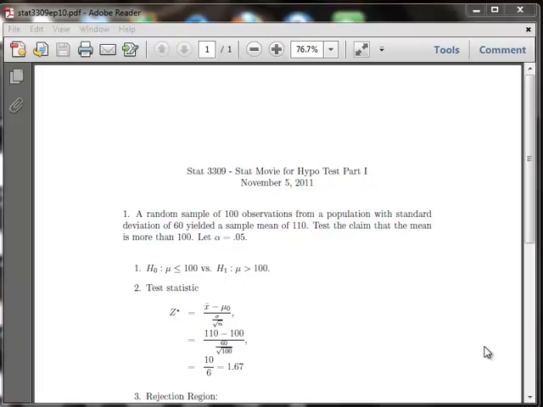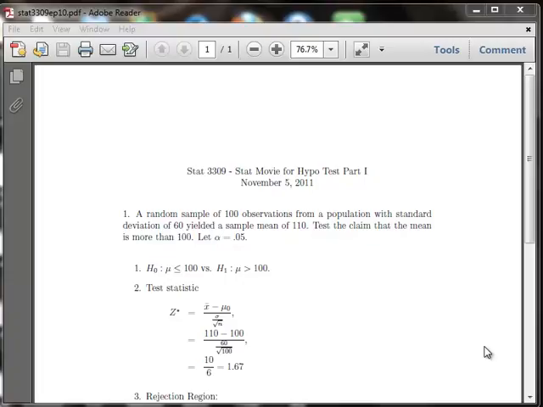So what do we know? We know that the random sample of 100 observations means n is 100. Okay? Standard deviation of 60 is sigma equal to 60. The sample mean of 110 is x bar equal to 110.